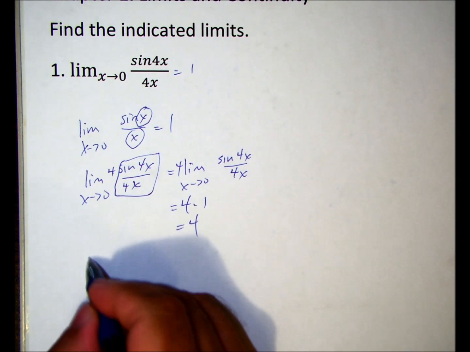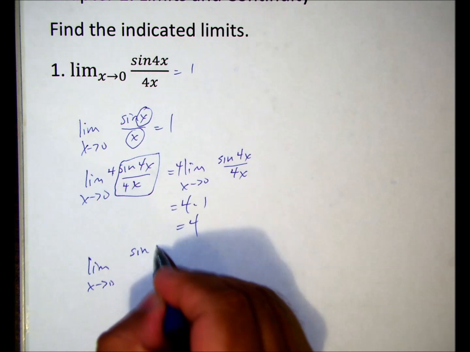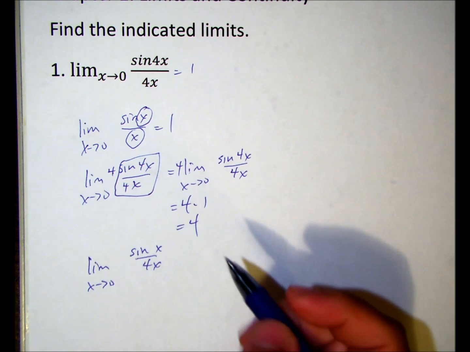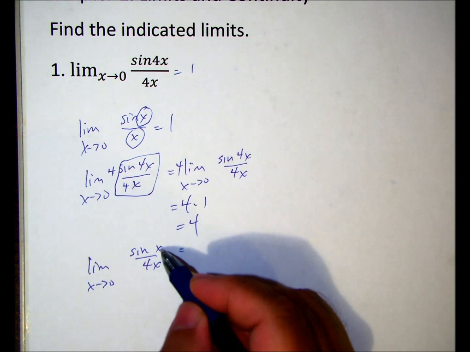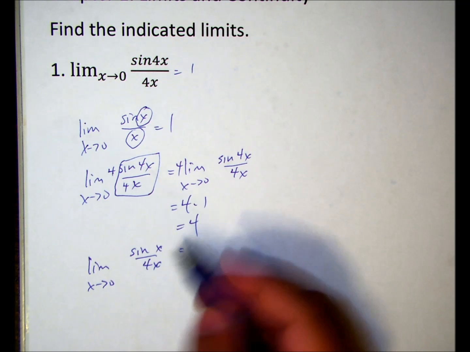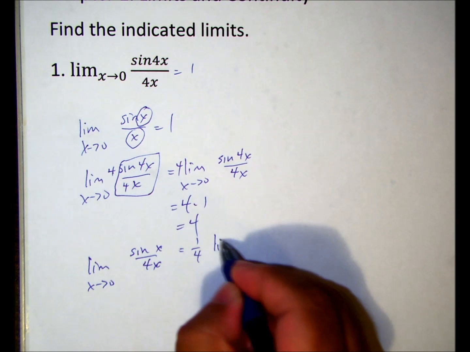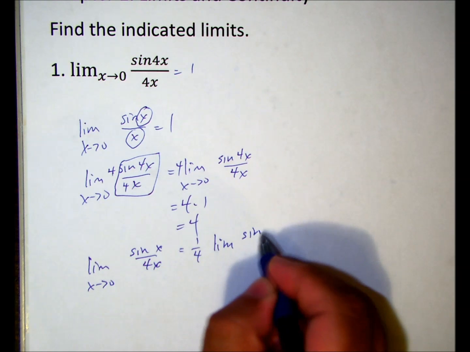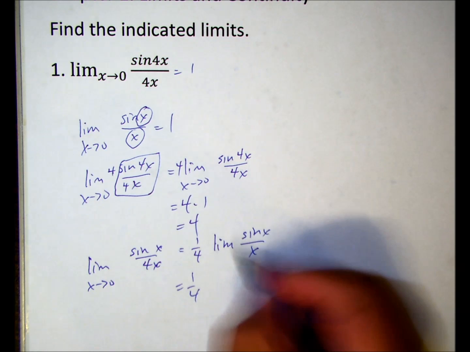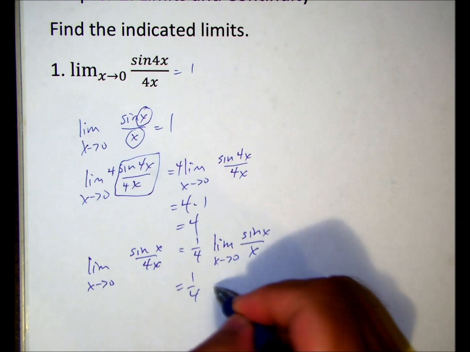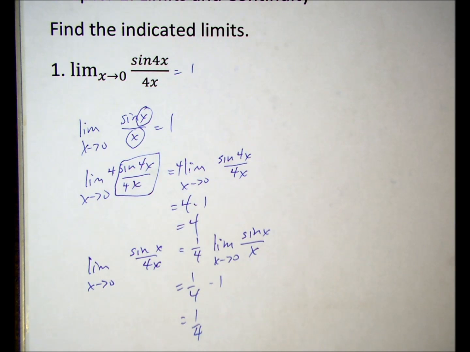Or what if we have something that looks like this? Sine of x over 4x. Well, you basically do the same thing. What we want is for these parts to be identical, so we can take that 4 out, and it becomes 1/4 outside. So again, this has a limit of 1, so it's 1/4. That's it.